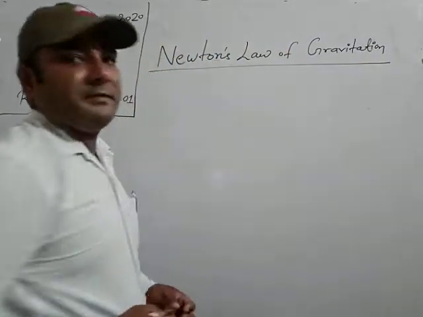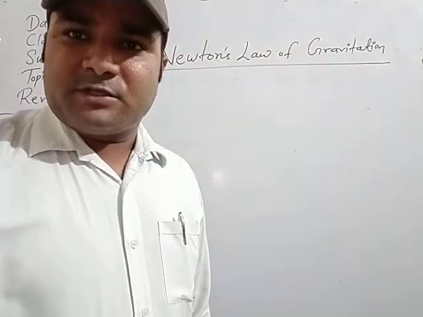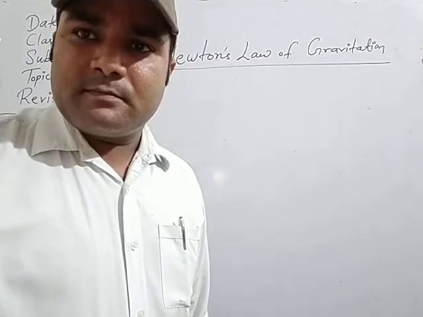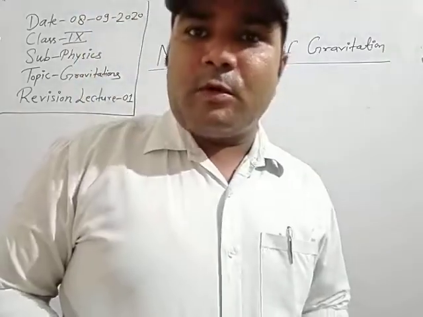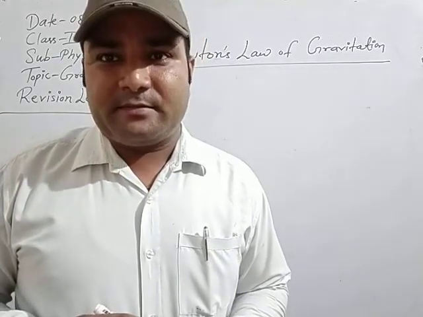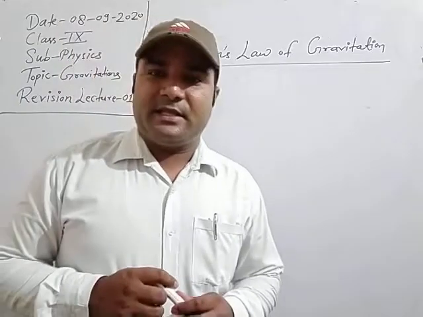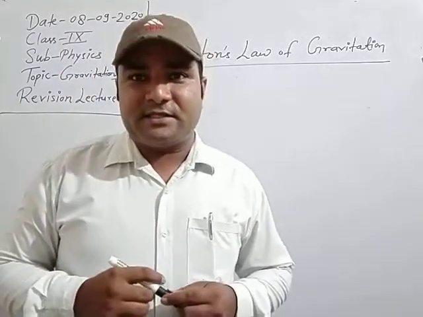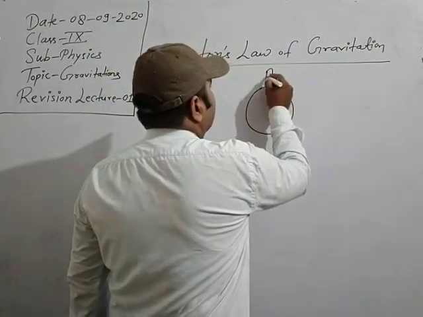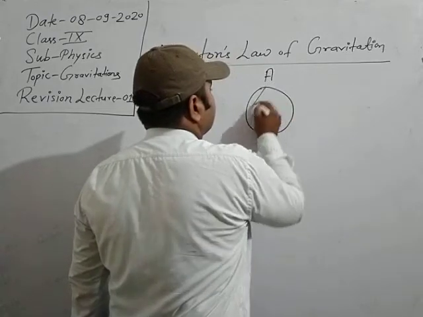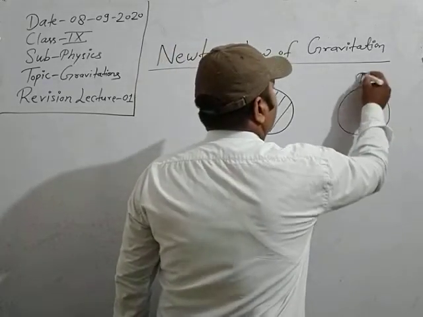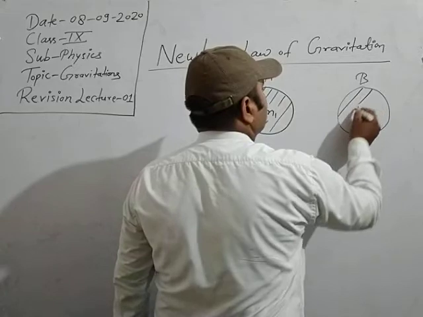Here, Newton's law of gravitation, a very simple law. In Newton's law of gravitation, you all know that two bodies having different masses m1 and m2, whenever separated by a finite distance, apply a force of attraction on each other. Just see the concept of the diagram here. Body A having mass m1 and body B having mass m2.